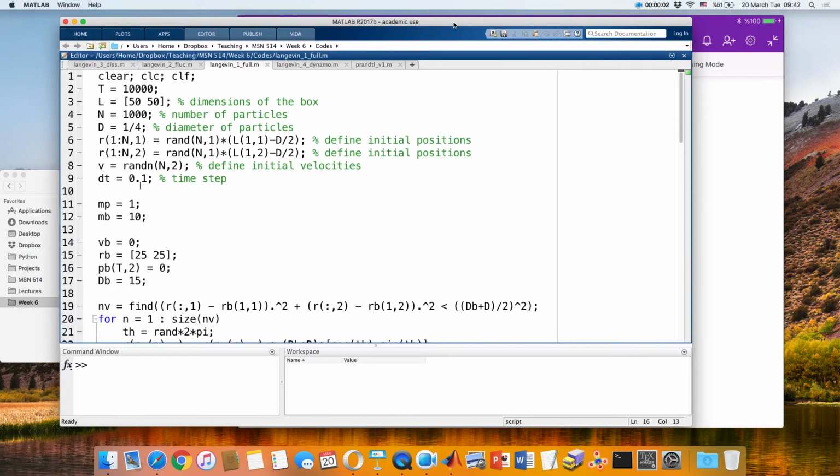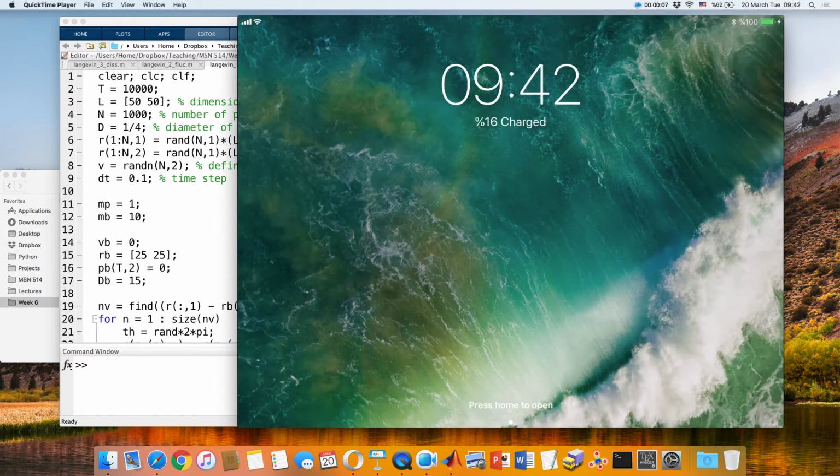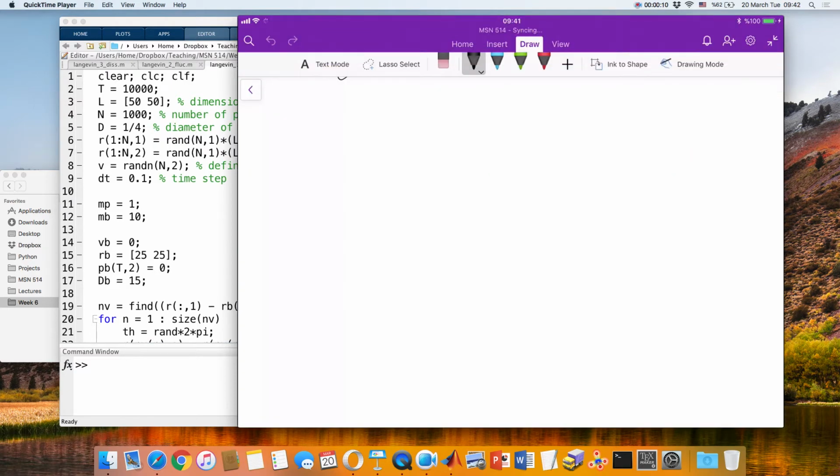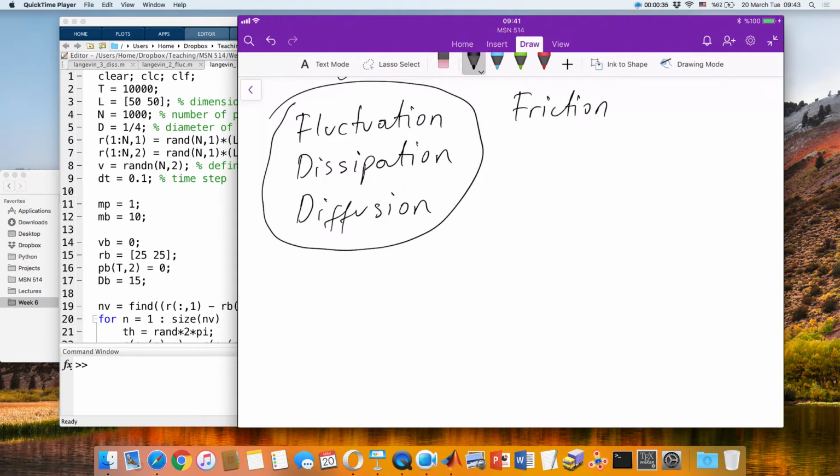Today I want to talk about different concepts. I want to talk about fluctuation, dissipation, diffusion, and finally, so we will tie these things up together, and finally I will, if I have time, talk about friction, which is related to dissipation, in fact, right?